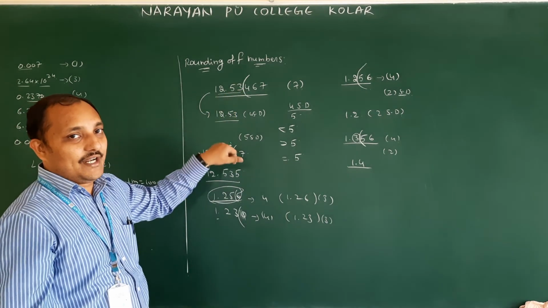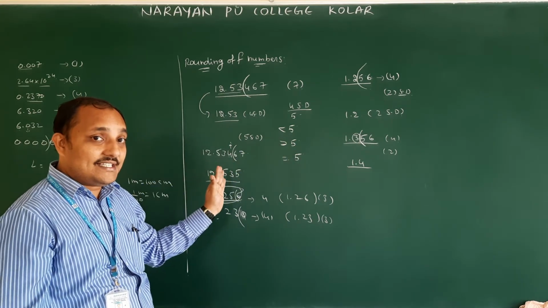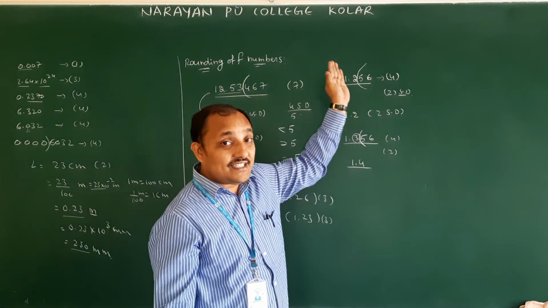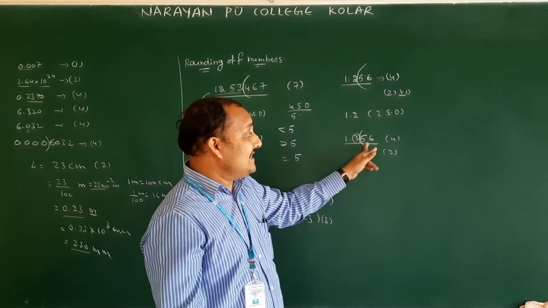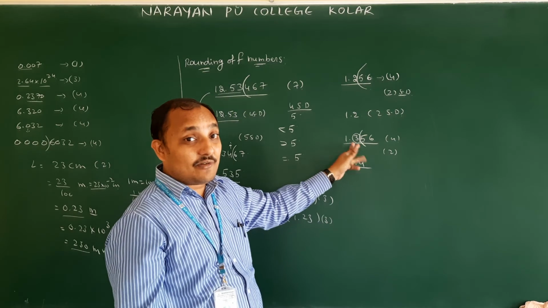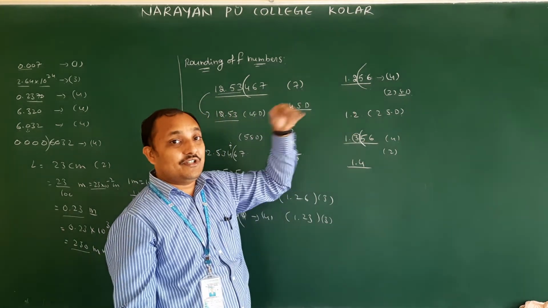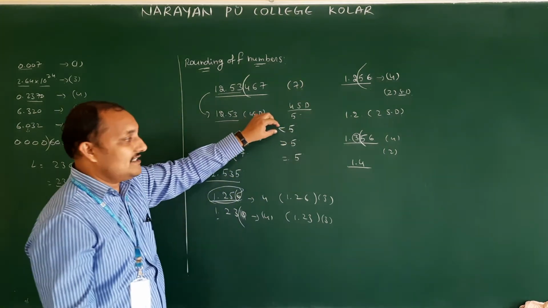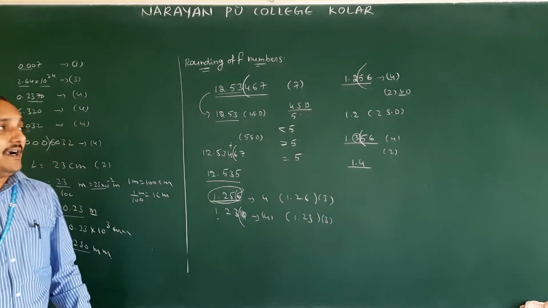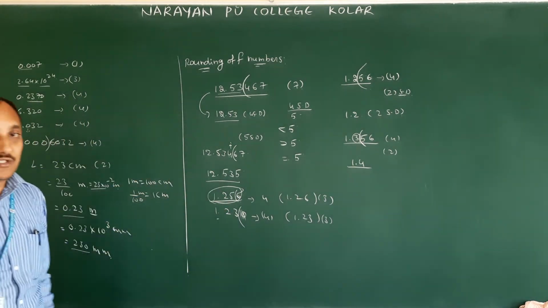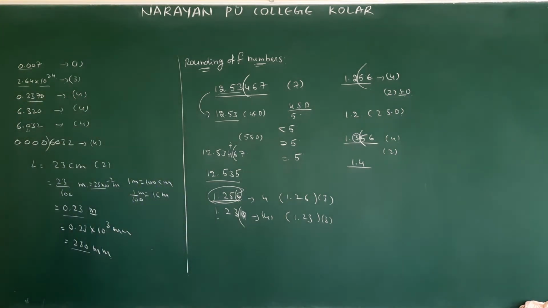Whatever number is there, you have to write the preceding digit. If it is greater than 5, the preceding digit should be raised by 1. If the removing digit is equal to 5, then if the preceding digit is even, it remains the same. If it is equal to 5 and the preceding digit is odd, it should be raised by 1. So whenever it is equal to 5, you should think about even or odd. When it is less than 5 or greater than 5, very easily you can do it. I hope all of you understood. This is called rounding of numbers up to a given number of significant digits.